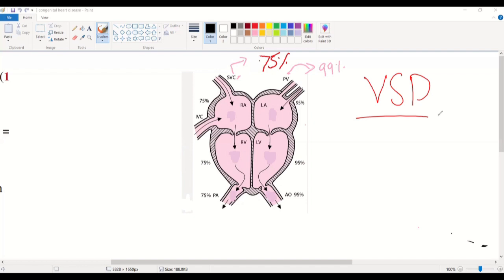Okay. So, what kind of murmur is in the ventricular septal defect? Can anybody tell me? Holosystolic murmur. Okay, it's mainly a holosystolic murmur. And where is it heard? Left sternal border. At the lower left sternal border. Right. Yeah.